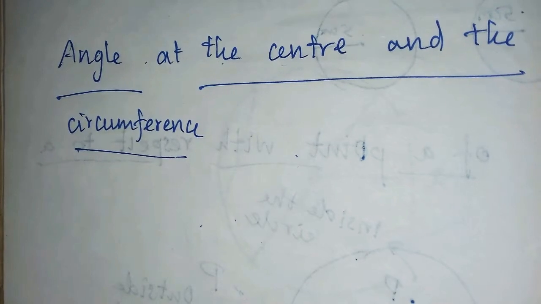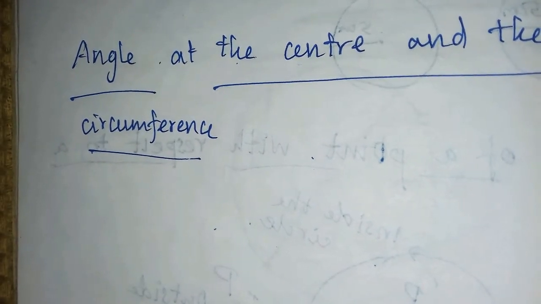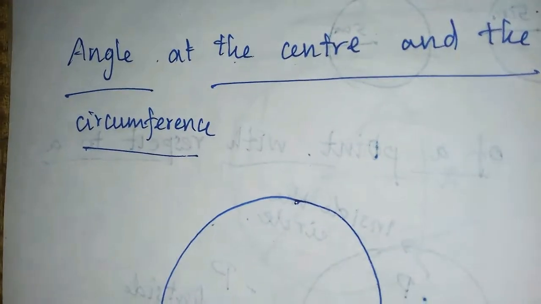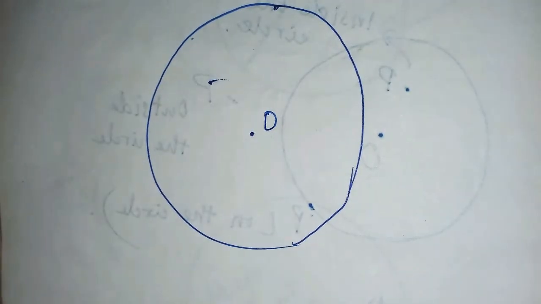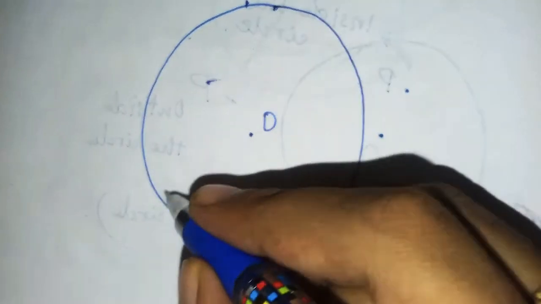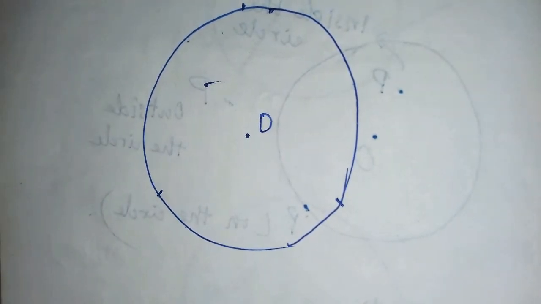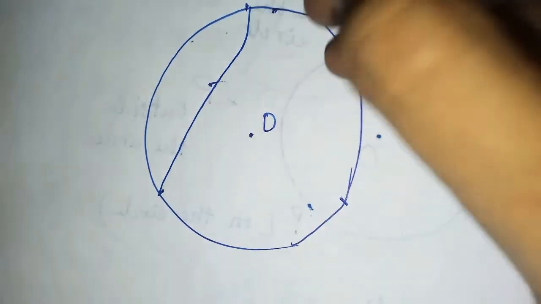Now let's see a theorem and then we can see some problems related to that. Okay. First, what is the theorem? Angle at the center and the circumference. This is the heading for the theorem. Now let's draw a circle. This is the circle with center O. In the circle, now we are going to mark 3 points on the circumference. Now I have marked 3 points on the circumference. Now we are going to join all the 3 points. So these 2 points we have joined.